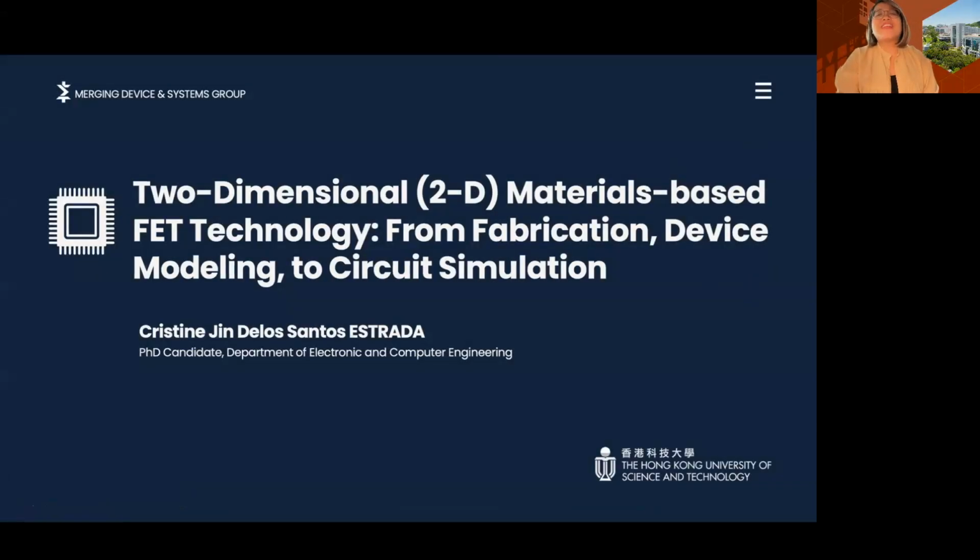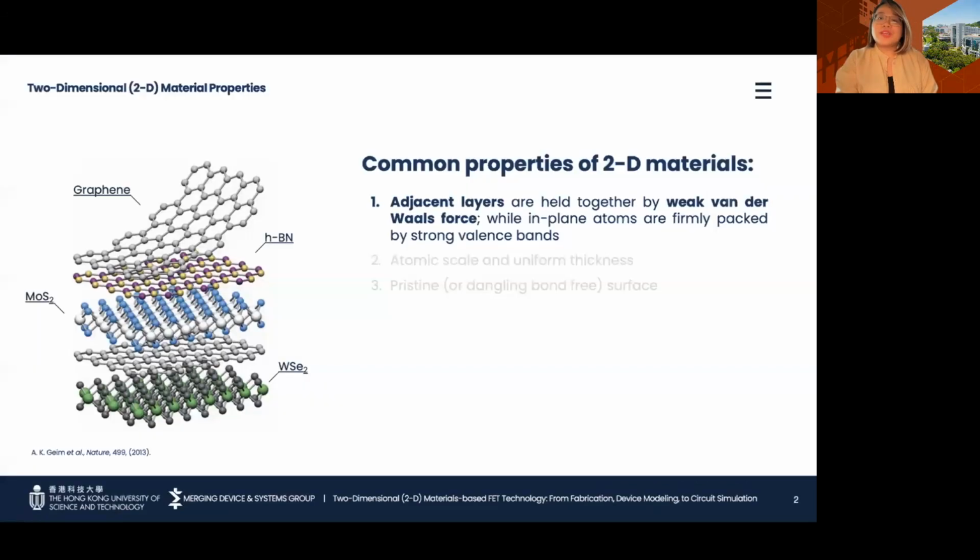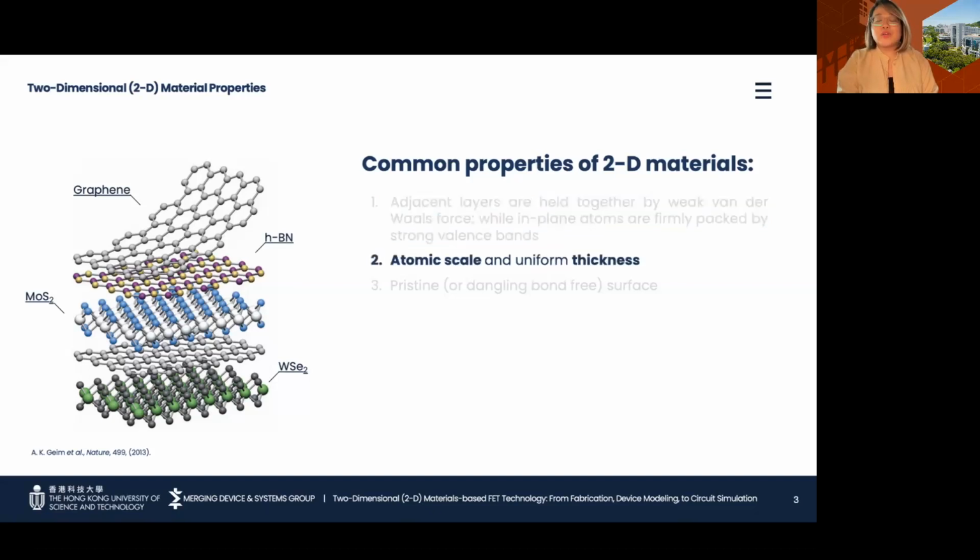Let me begin by highlighting what 2D materials are. When we talk about 2D materials, these are extremely thin film materials with thicknesses in the nanometer regime, and they share three common properties. The most interesting one is that 2D materials are layered materials, and each adjacent layer is held together by a weak van der Waals force. Because of this property, it is possible to peel off its layers, allowing us to achieve atomic scale and uniform thickness and dangling bond-free surfaces.